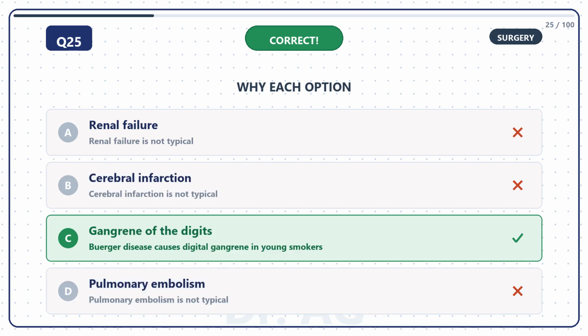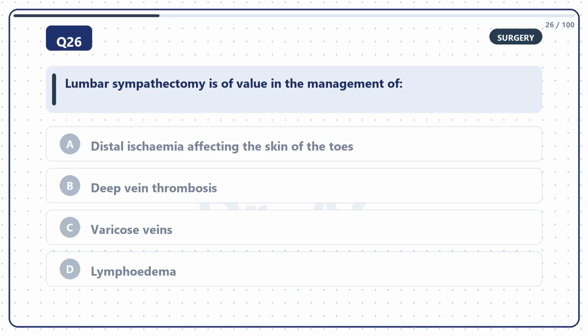And the correct answer is gangrene of the digits. Berger disease causes digital gangrene in young smokers. So, the right answer is option C. Gangrene of the digits. Question 26. Lumbar sympathectomy is of value in the management of option A.